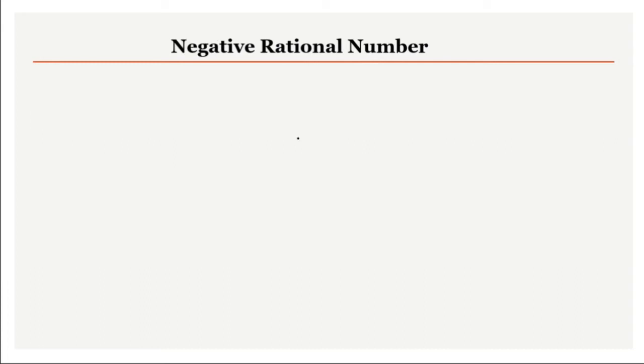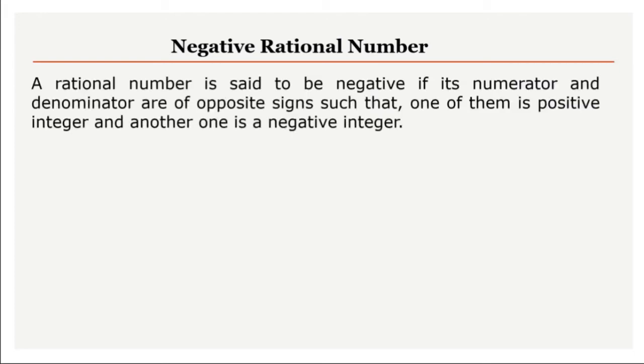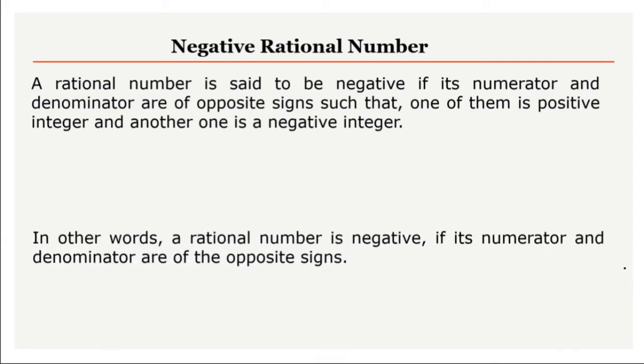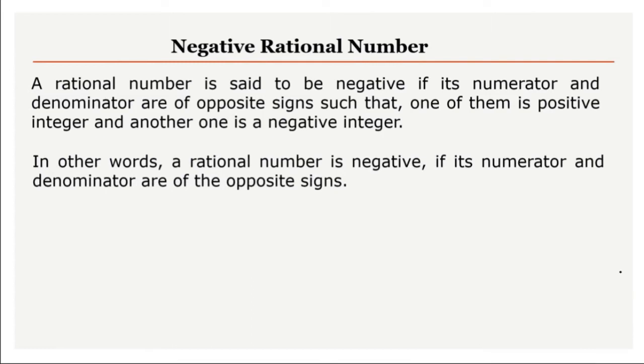Then what are negative rational numbers? A rational number is said to be negative if its numerator and denominator are of opposite signs, such that one of them is a positive integer and the other is a negative integer. In other words, a rational number is negative if its numerator and denominator are of opposite signs.